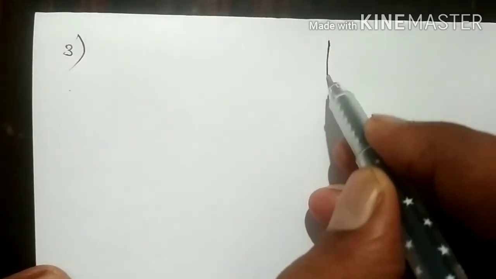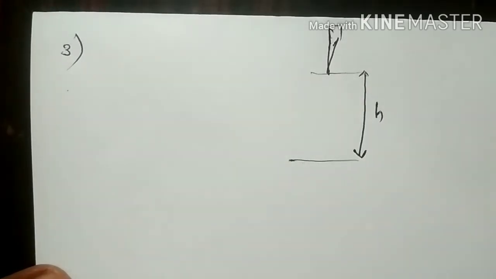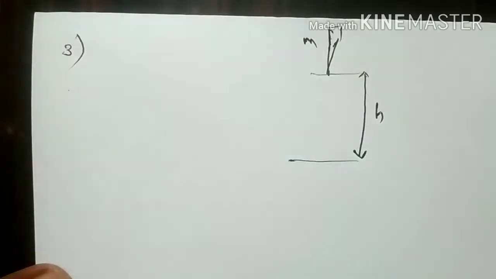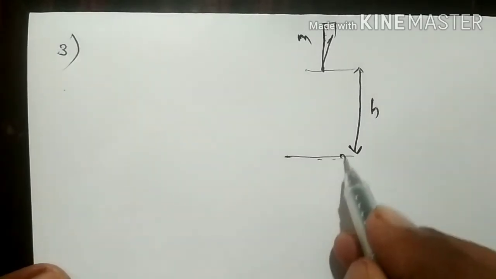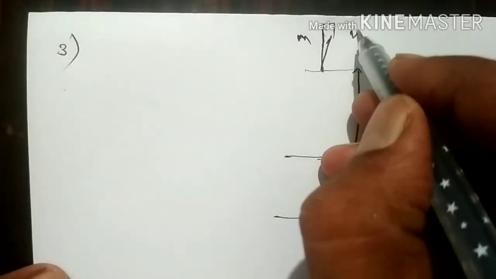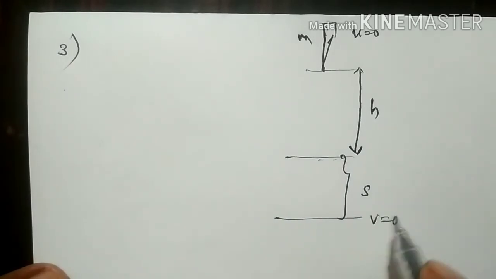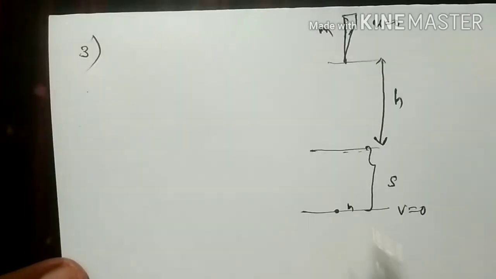Third problem we are going to consider. A knife of mass m. So we consider the knife. The knife is like this, and it is falling from a height of h. The mass of the knife is m, and on reaching the ground, it pierces through a distance of s. It is sand, I think. It goes to a distance of s and stops finally. So initially it is at rest, finally it comes to rest. The first question: what is the resistance offered by the ground?